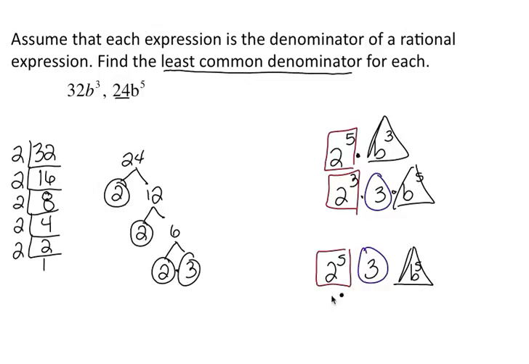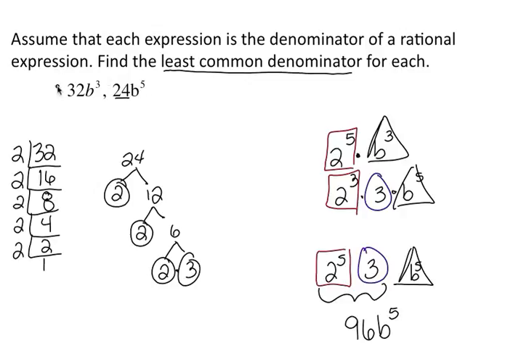So then all I need to do is simplify the numbers part. So 2 to the 5th is equal to 32. 32 times 3 is equal to 96. So this becomes 96 b to the 5th. That's the least common denominator for 32 b cubed and 24 b squared.